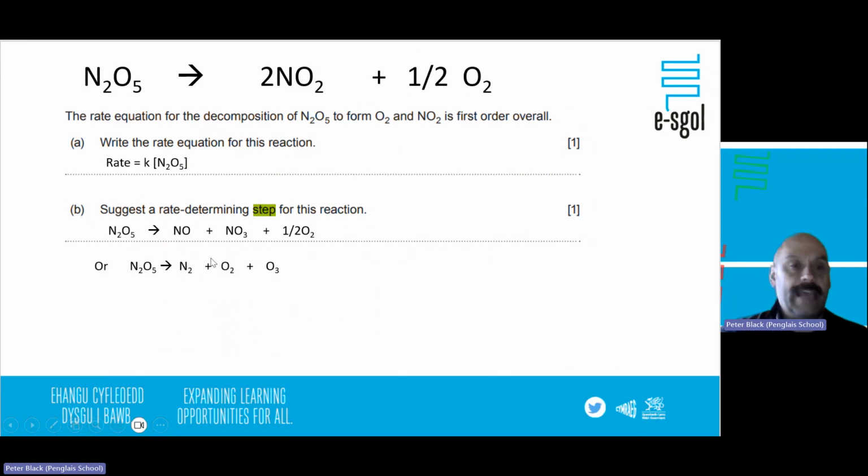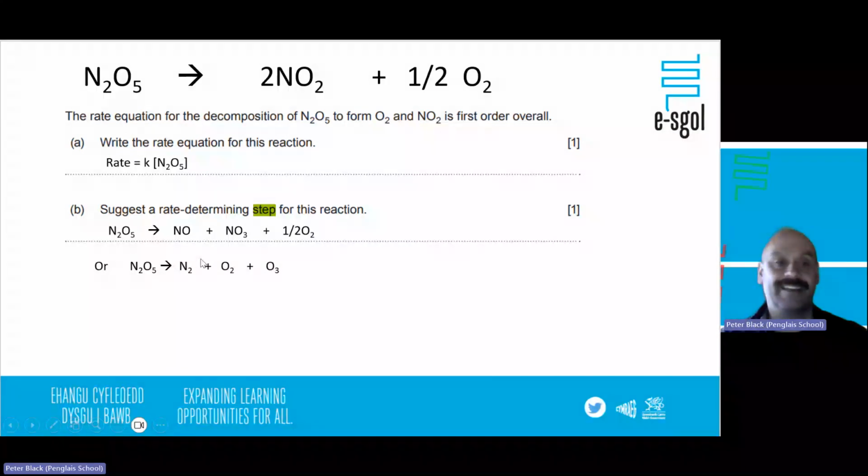Or again, I could do this. Technically, nothing wrong with that. I've got 2 nitrogens and 5 oxygens, so my left-hand side and right-hand side balance. You can literally come up with some absolute nonsense as long as it balances, and as long as you've got the one molecule in the rate determining step. Okay, there we go. Good.